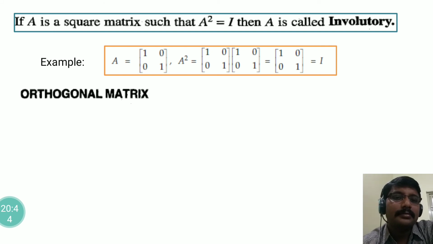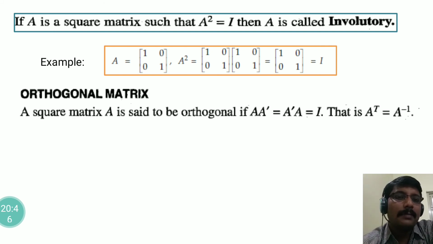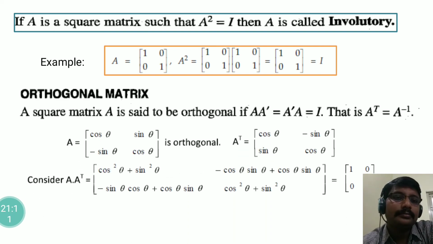Orthogonal matrix. A square matrix capital A is said to be orthogonal if A transpose A is equal to I, that is, A transpose equal to A inverse. If we multiply the matrix A and its transpose A transpose, and we get the result as I, then A is called an orthogonal matrix. Or simply, if A transpose is A inverse, then also A is called an orthogonal matrix.